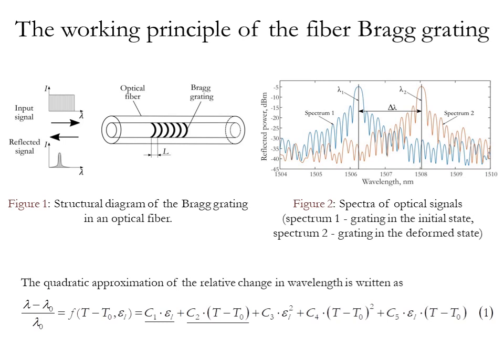Two optical signal spectra are shown in Figure 2. Spectrum 1 corresponds to the grating in its initial state, spectrum 2 corresponds to the deformed one. The displacement of the central wavelength depends on temperature and deformation. The construction of a sensor based on the Bragg grating requires an accurate determination of this dependence. As a rule, a linear approximation of this dependence is used.